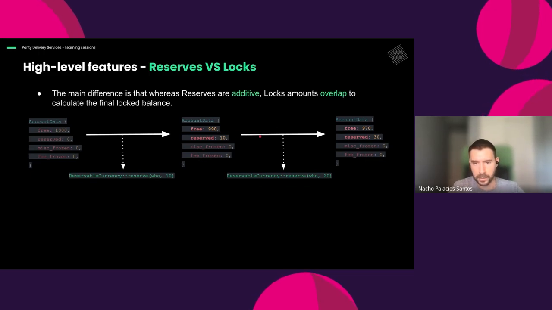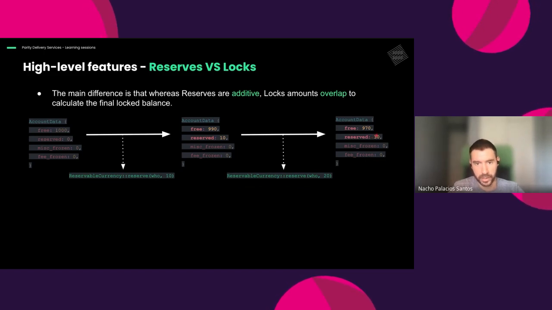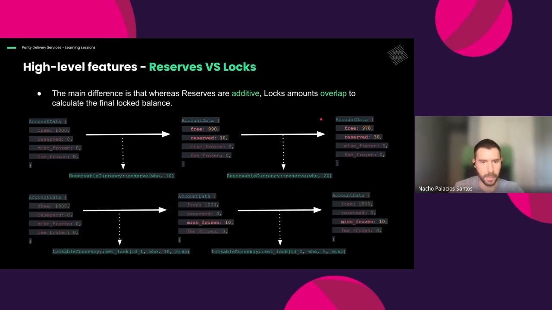And then another pallet comes and says, I want to reserve also. In my case, it will be 20. So we add up to the reserved, and we have the total amount of 30, 10 plus 20, and we reduce from the free balance also. So you can see how they are additive.